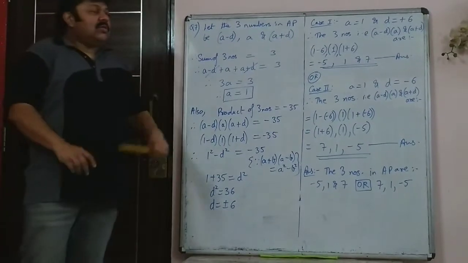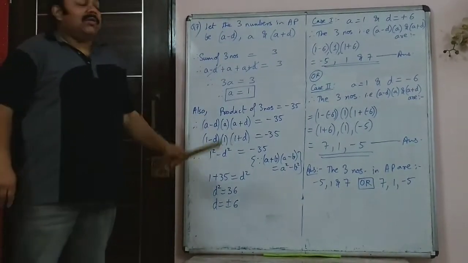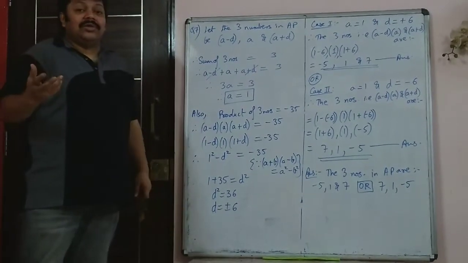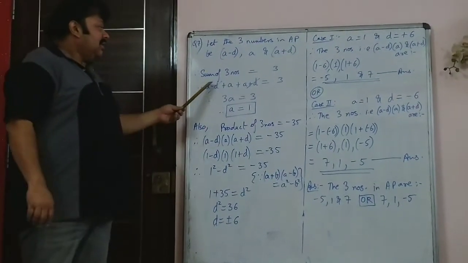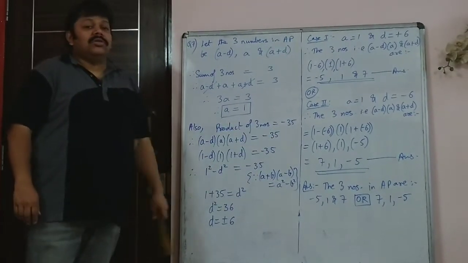See, now this also I had explained when we had given the formula, that sometimes you will be asked to find three numbers in AP such that the sum of the three numbers is given and the product of the three numbers is given.